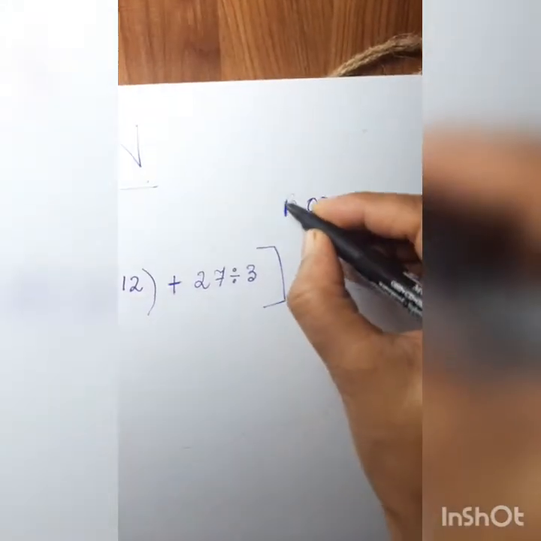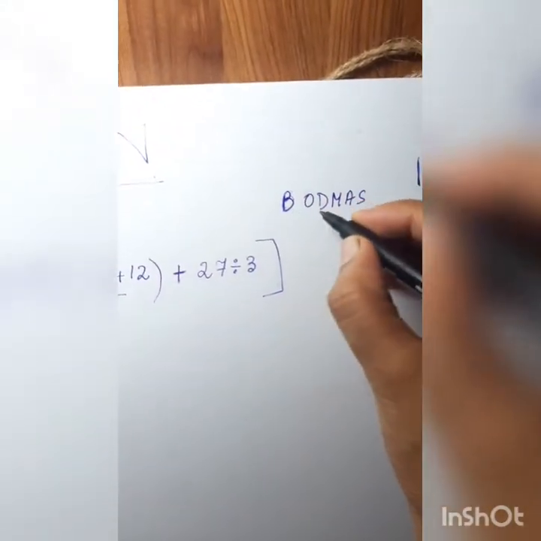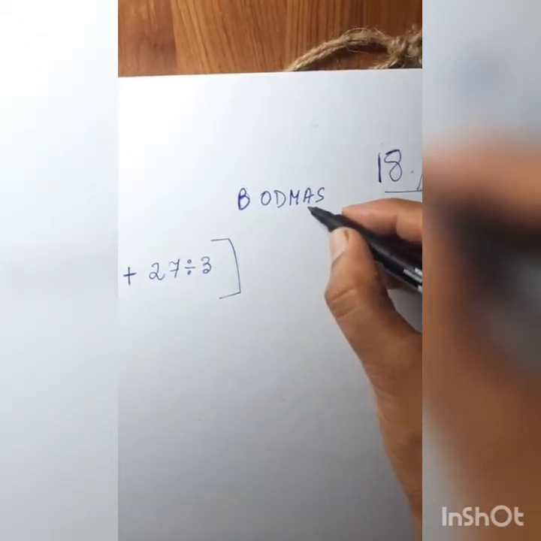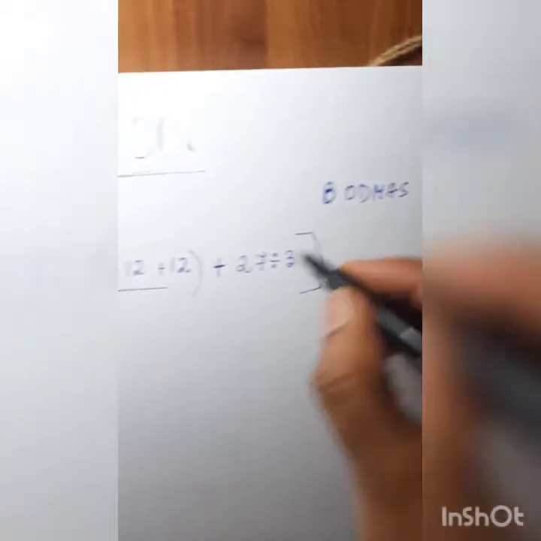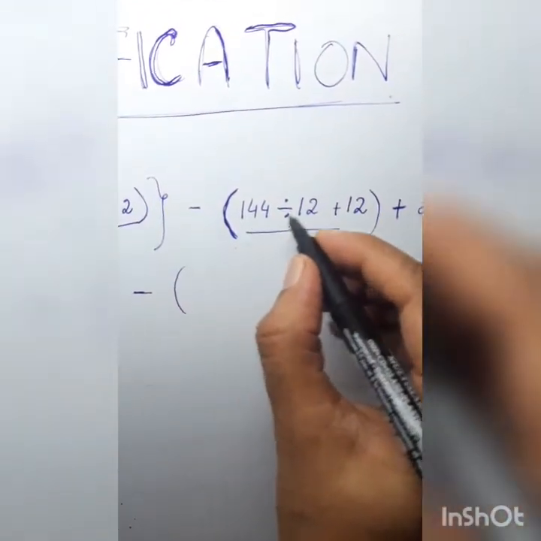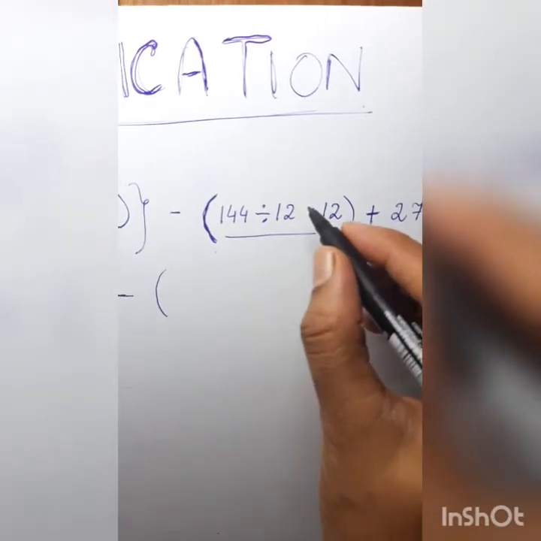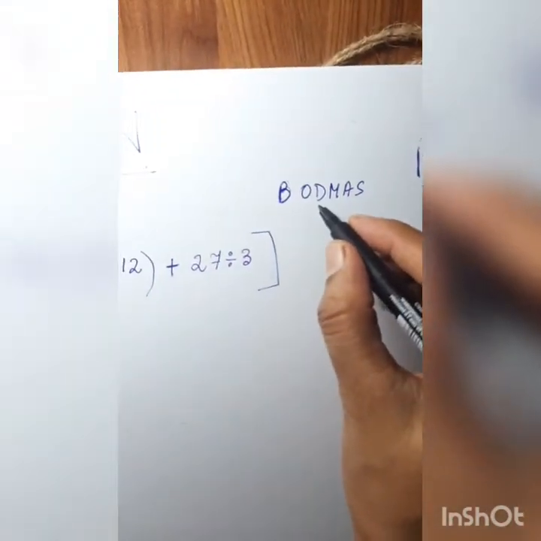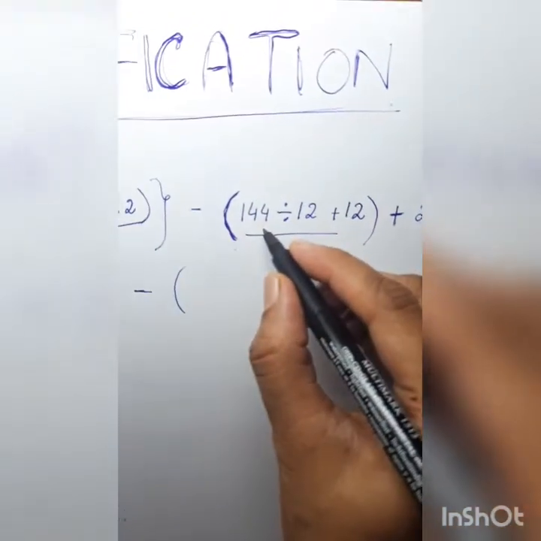You all learned about Bodmas rule. B means bracket, O is off, D is division, M is multiplication, A is addition, S is subtraction. So in the first bracket, what I have? I have division and addition, right? So according to Bodmas rule, I have to do division first. So I am doing division.